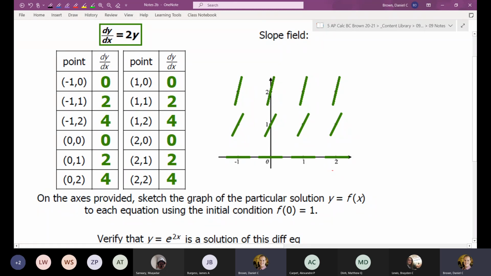Now this is one that we don't know how to integrate quite yet. We will actually learn eventually how to integrate it when it's in terms of y like this.